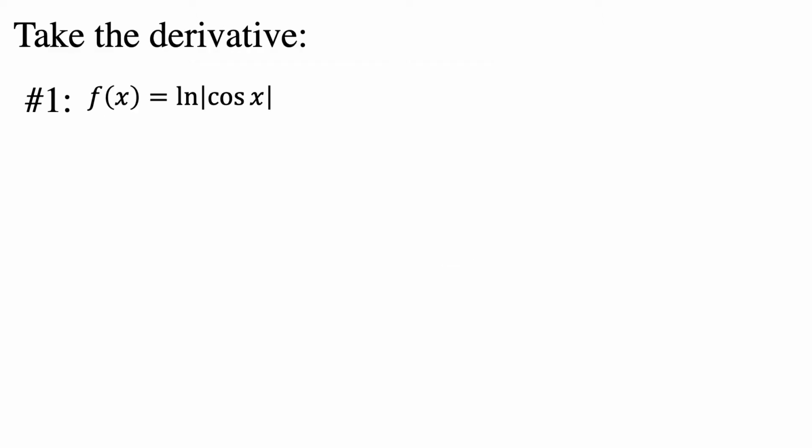So for our first example, we want to take the derivative of the function f of x equals the natural log of the absolute value of cosine of x. Remember from the previous slide that we can actually ignore the absolute value bars, and the derivative d dx of the natural log of the absolute value of u is still just equal to u prime over u, like we were doing in our last lesson. So I'm going to go ahead and identify my u as cosine of x.